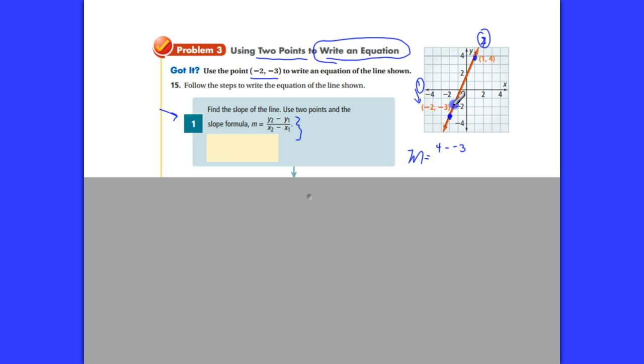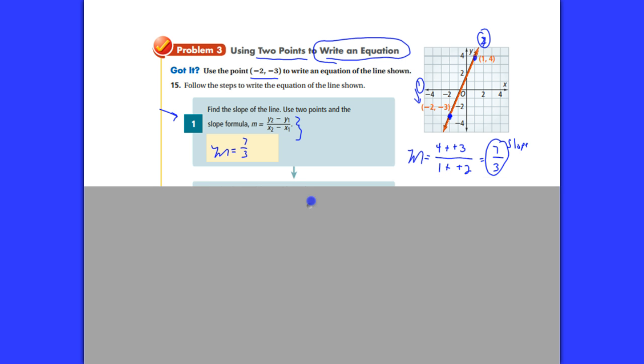You subtract the values of y divided by the values of x: 1 minus -2. Now you want to change that to addition, and you want to change that to addition, and you can see you're just simply doing 4 plus 3 is 7, and 1 plus 2 is 3. So that is the slope. So 7/3 is the slope of this line. Keep it like that. Do not change that into a decimal. Keep it. So the slope of this line is 7/3.